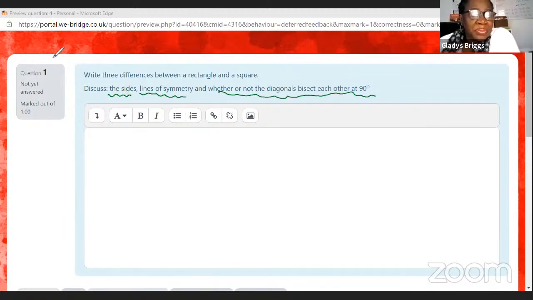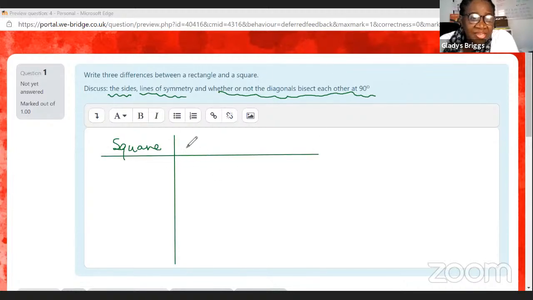I would like to get your responses on this question in the chat now. Let me know in the chat what you think I expect from you for this question. Somebody just said all sides of the square are equal, right? In a rectangle, opposite sides are equal. Well done.